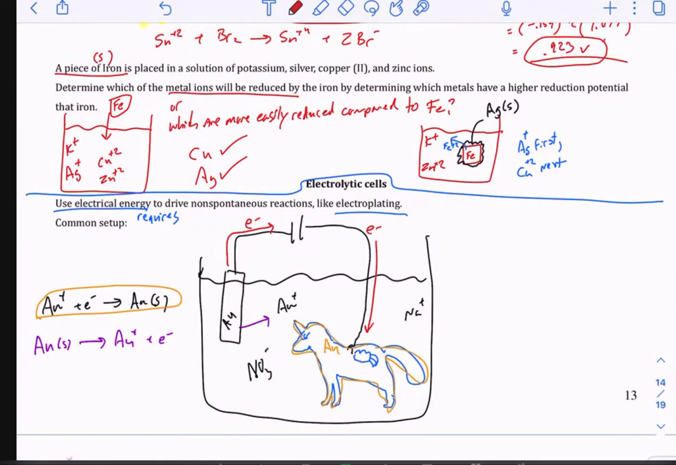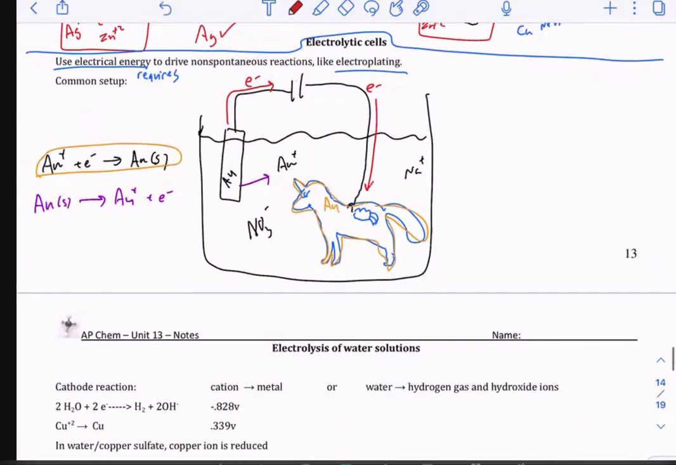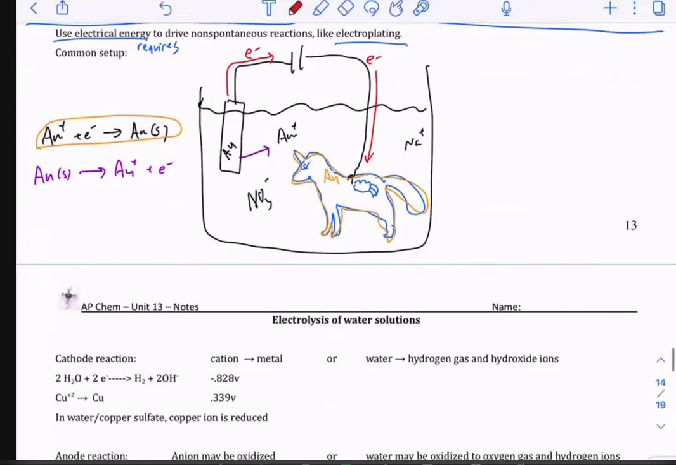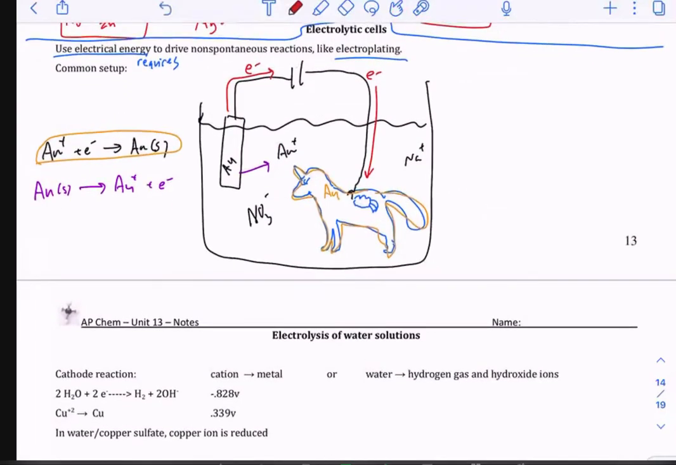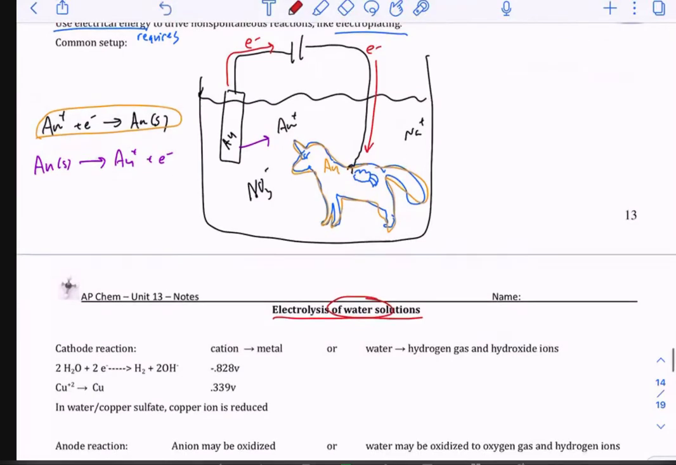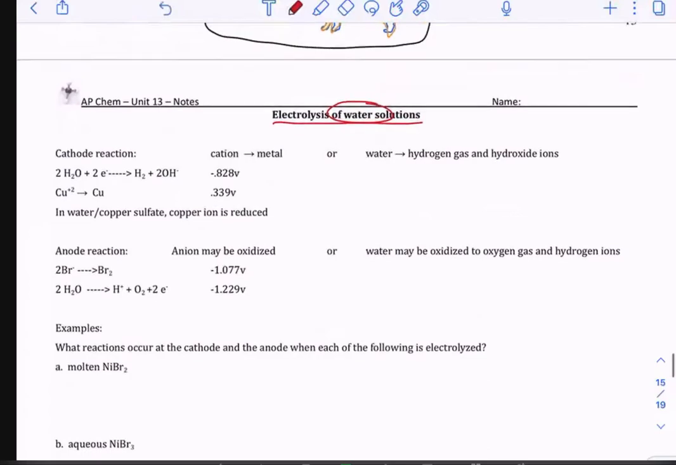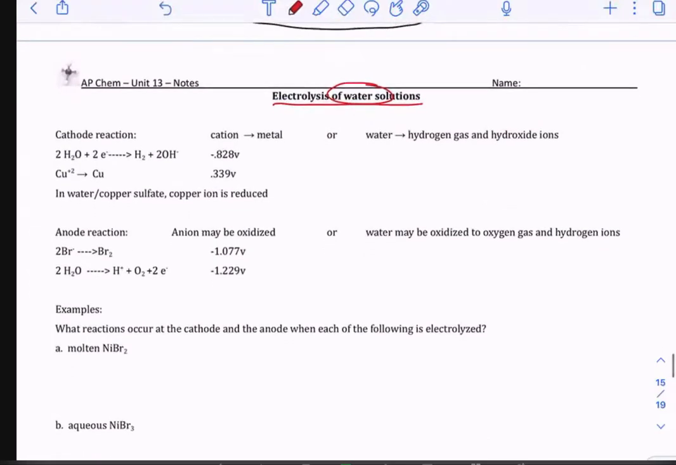Okay. This is a fairly typical electroplating setup. Does that make sense here? All right. Nothing too elaborate. So now let's talk about one step further, electrolysis of water. Now I mentioned electrolysis specifically of water because water is now a participant.